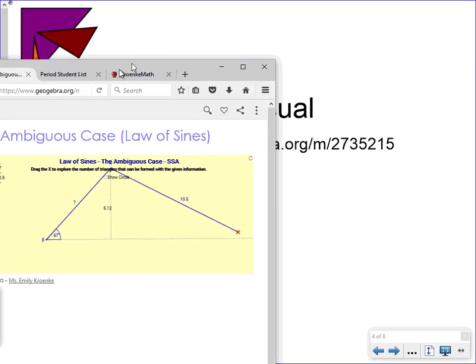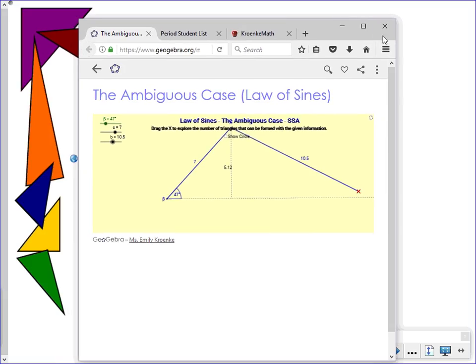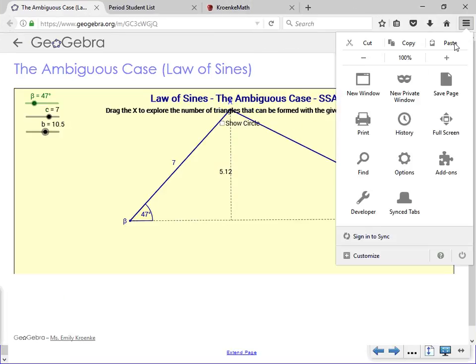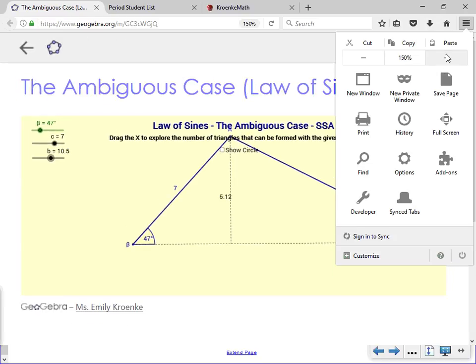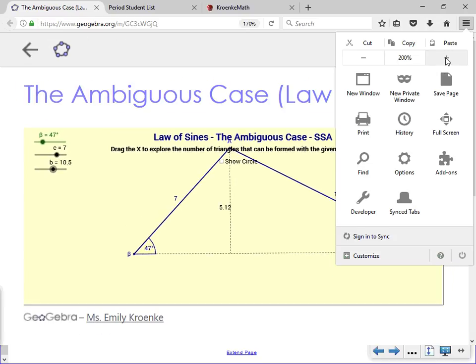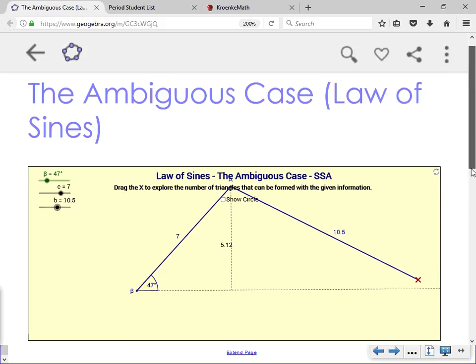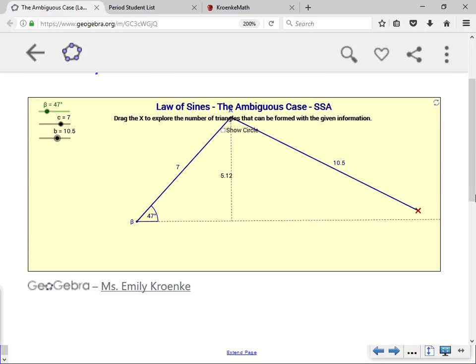Okay, so here's a visual of the ambiguous case. You don't need to write anything down, just look and see what's happening here. Let's see if I can make that a little bigger. Not really, just the words. Okay, so here's what we have on the GeoGebra file, and I'll walk you through so you can see everything that's provided.